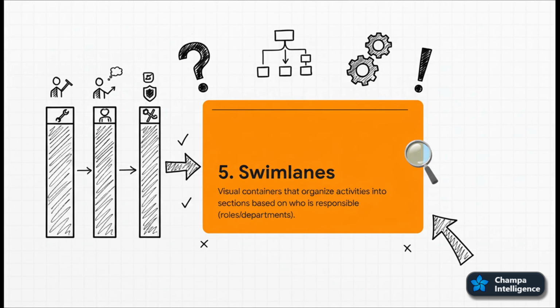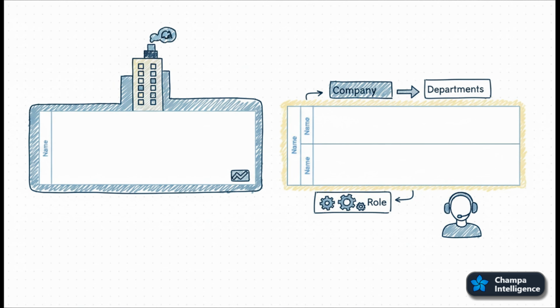And finally, our 5th element, swim lanes. These are absolutely crucial because they answer the most important question of all. Who is responsible for doing what? They bring a ton of clarity by organizing all the work. The structure here is actually pretty simple.